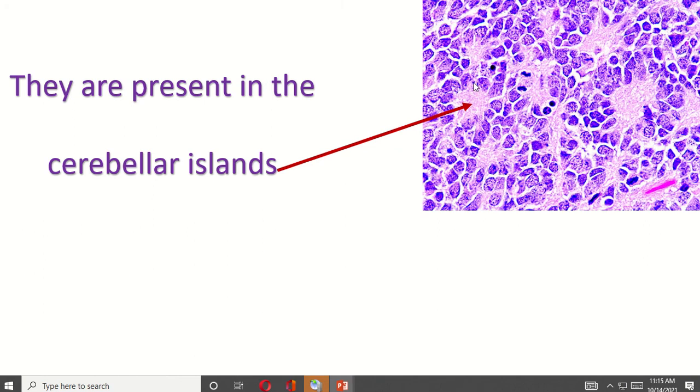The glomerulus of the cerebellum is present in the islands of the granular layer. This granular layer contains the cell bodies of the granule cells and occasional Golgi cells, and this area is for the glomerulus of the cerebellum.